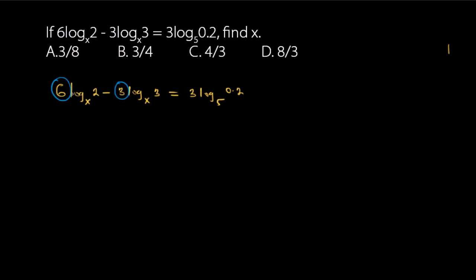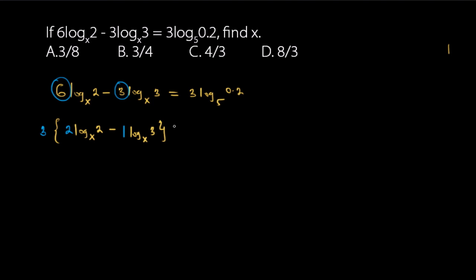So 6 and 3 have a common factor, which is 3. So I can factor out the common factor of these two numbers. Since the common factor is 3, I'm going to write that out. So you'll be left with 3 in 6, you have 2, the log of 2 to the base x, negative, now 3 in 3 is going to give you 1, and then you have the log of 3 to the base x.